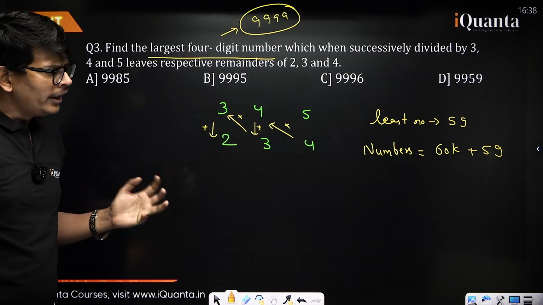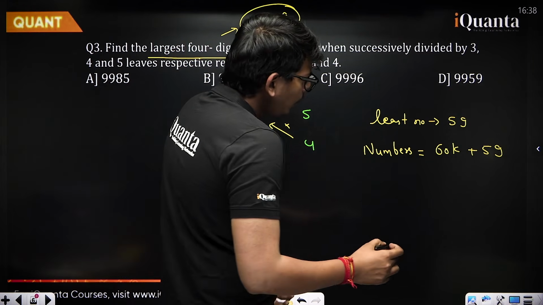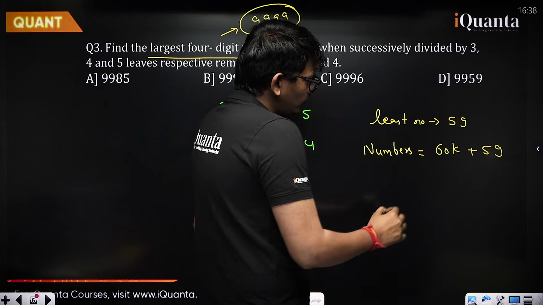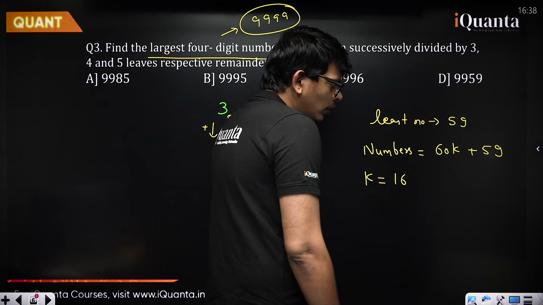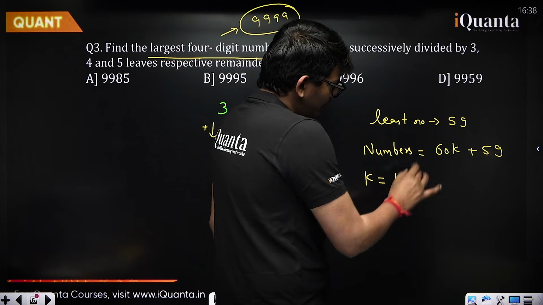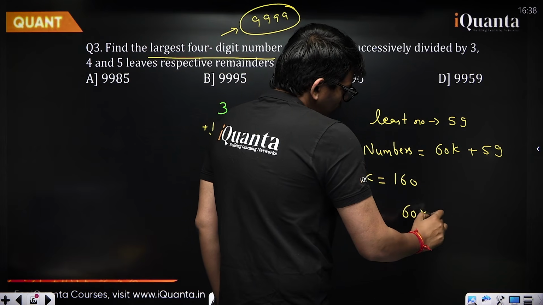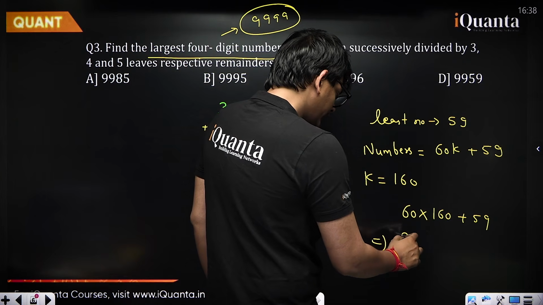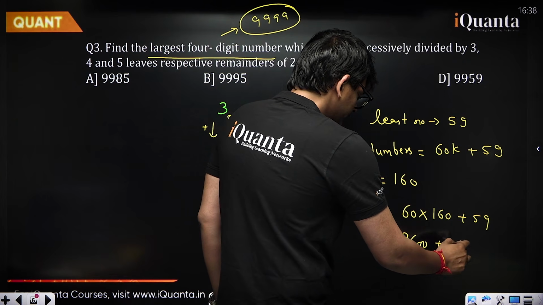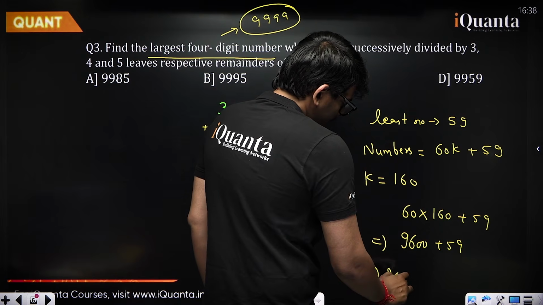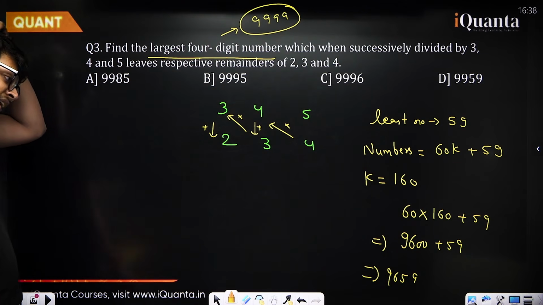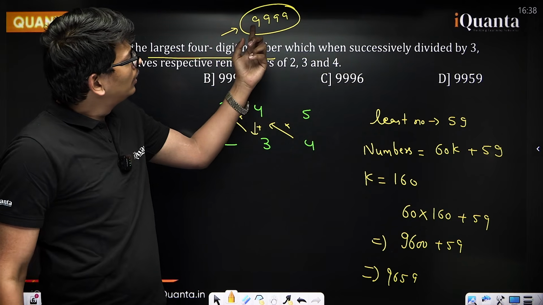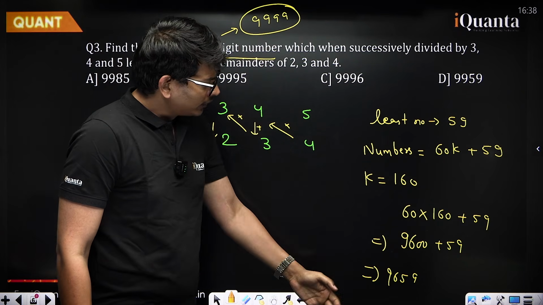Now you can do hit and trial also if you want. How? You can read the table of 6. 16 into 6 is 96, right? So if I take k as 160, so this will be 60 into 160 plus 59. That will be, I think, 9600 plus 59, 9659. This is one of the numbers, but will this number be the right answer? Obviously not. We have to go close to 4 times 9, right? So let's move further.